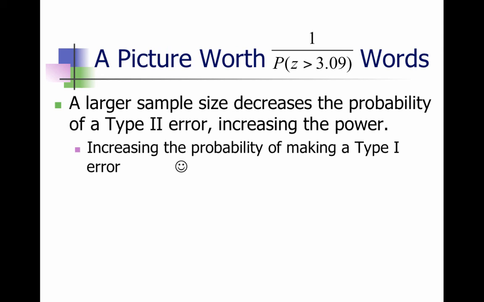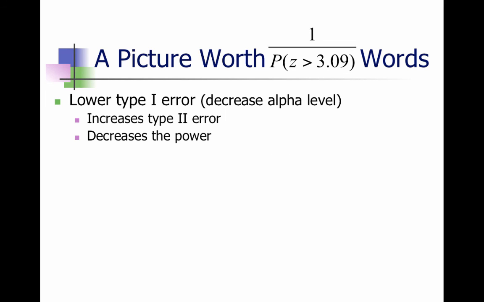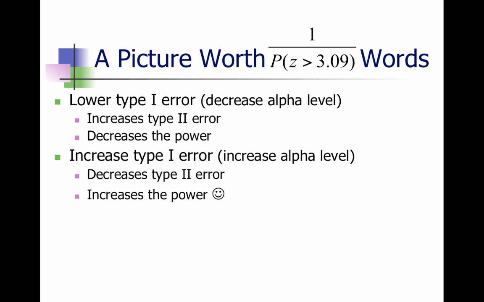A larger sample size decreases the probability of a type 2 error. This increases the power, which then increases the probability of making a type 1 error. In general, though, a larger sample size typically makes everything better. When you lower a type 1 error, that means that you decrease your alpha level. So you'd go from like an alpha level of 5% to maybe 1%. This increases a type 2 error, and it decreases your power. When you increase a type 1 error, so you're raising your alpha level from 5% to 10%, you decrease type 2 error, which increases the power.